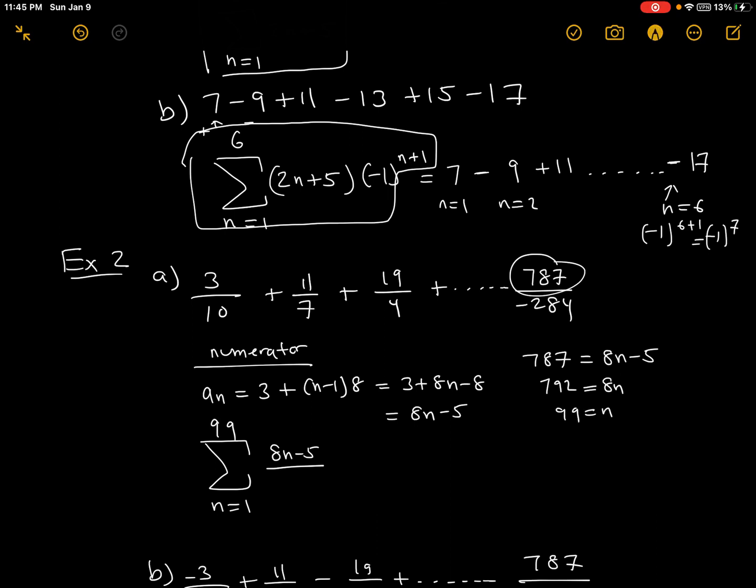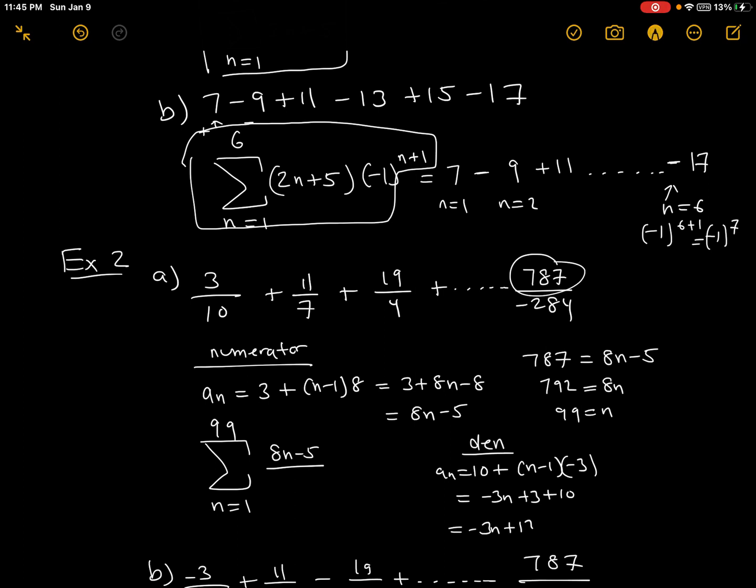And then you can do the same thing for the denominator. There's a separate rule for that. 10 plus a sub n is 10 plus n minus 1 times d. The d in this case is negative 3. And simplify that. 3n plus 3 plus 10. You're going to get negative 3n plus 13.